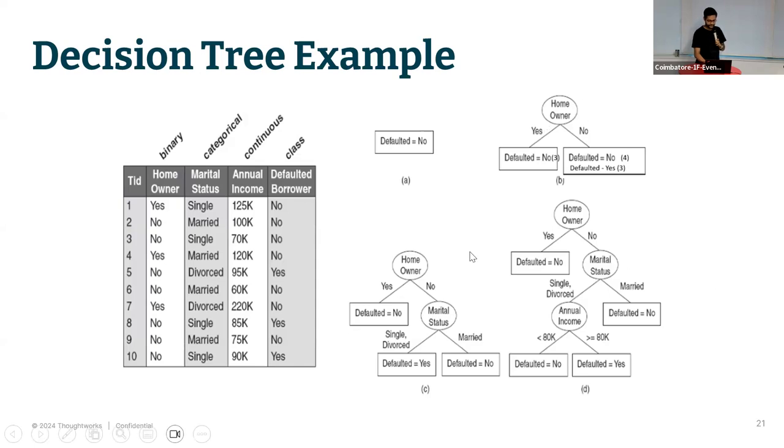As you can see, if homeowner is no, that means they don't have a home, and marital status is either single or divorced, that means they have defaulted. That is this first diagram, diagram C. Again, if they are married, there are some categories which are yes and no. Again, you go to the next level and check annual income: maybe less than 80K, they have not defaulted, more than 80K, they have defaulted. So this is how machines try to understand. This decision tree algorithm is an algorithm that, as I said, deals with some calculations. I'll go to the calculation part, but that would be too boring for a session.